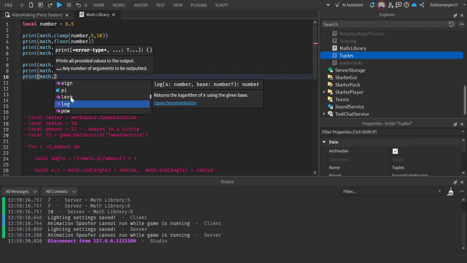We have log. This gives us a log and a base number. If you know anything about log, you know this is pretty easy. It just gives us the log, the value of that, our number and our base.